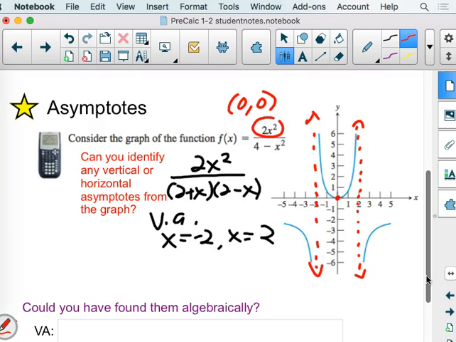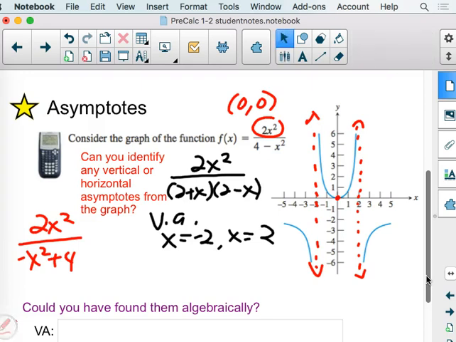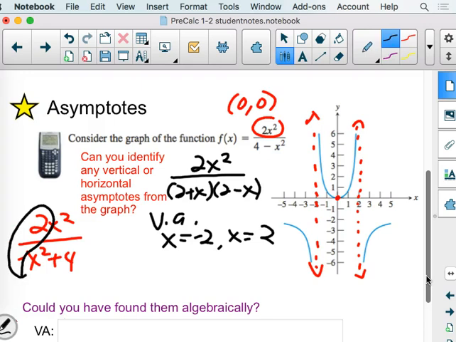So using that as a rule, I would rewrite this so that my denominator is in standard form. And say, well, the denominator and the numerator are both degree 2 polynomials. So that means I'm supposed to make my little fraction right here and use that as my horizontal asymptote. Well, that's 2 over negative 1, which is negative 2. So y equals negative 2 would be my horizontal asymptote.